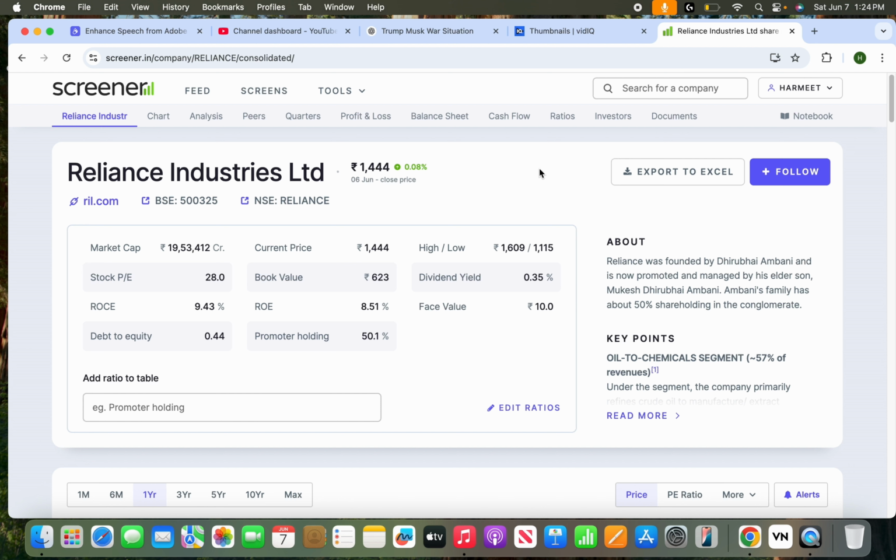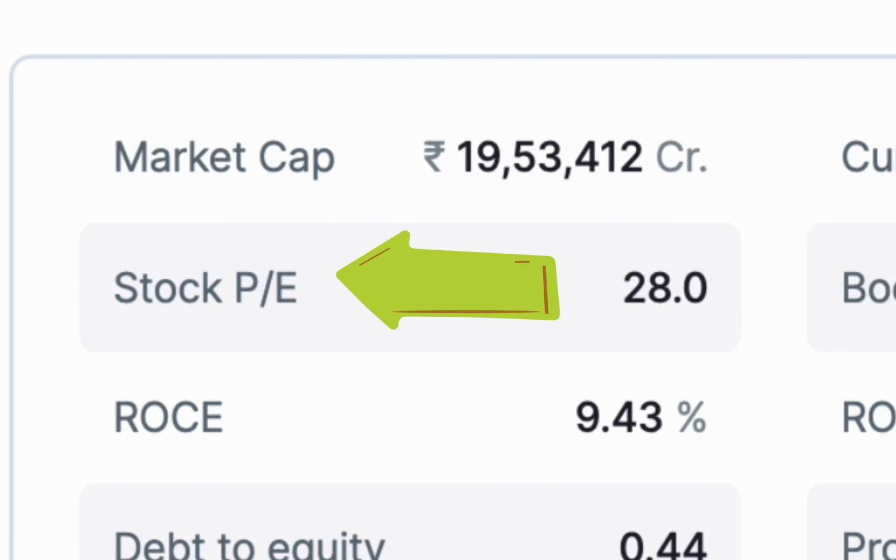First one is overview and key ratios. The first thing you will notice is the overview section at the top. You have got the current market price, the high and lows for the year, market cap, and the PE ratio. These give you a quick snapshot. See this key ratio section? This is super important. First one is stock PE. This tells you how expensive the stock is relative to its earnings. We will compare this to the industry PE later.